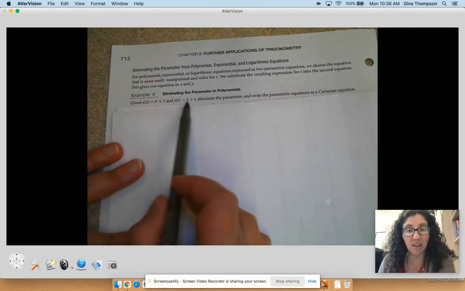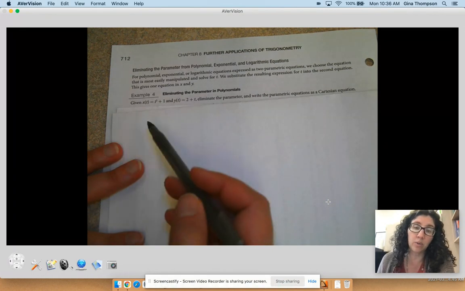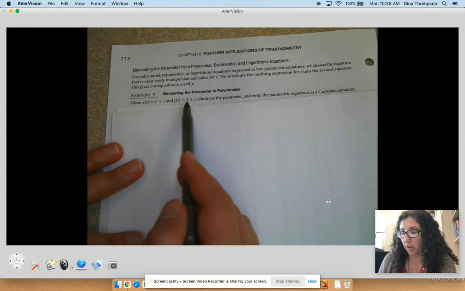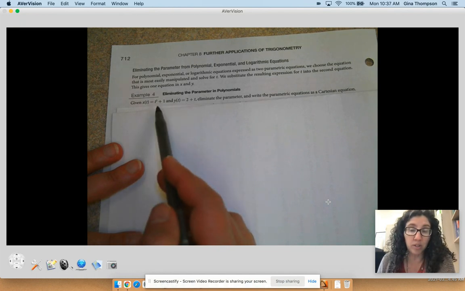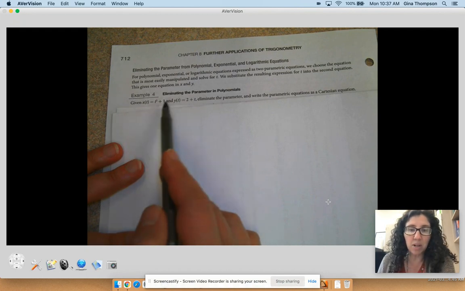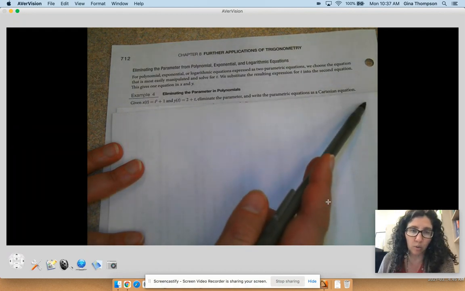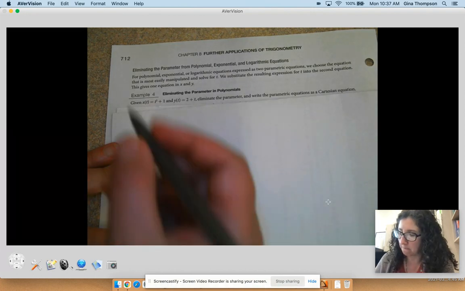I mean, the way that we'd have to graph this is make a table and say, okay, if t equals -3, if t equals -2, and so forth. And then we could plot those different xy coordinates. But what if we just wanted to do it in one step, eliminate the parameter, and just write it as a Cartesian equation or a rectangular equation? There are two ways they could say that.